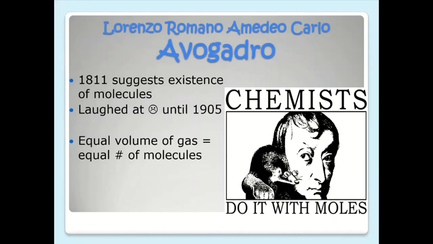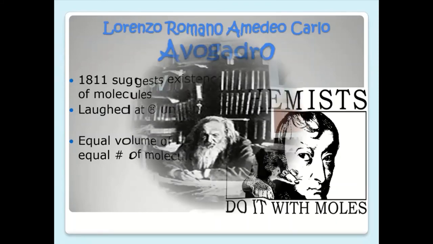He was laughed at, even though he's a count and had a lot of money. And in 1905, it was actually Albert Einstein. He had four very famous papers, and in 1905, one of them was about Brownian motion and molecules. People were ready to accept molecules.